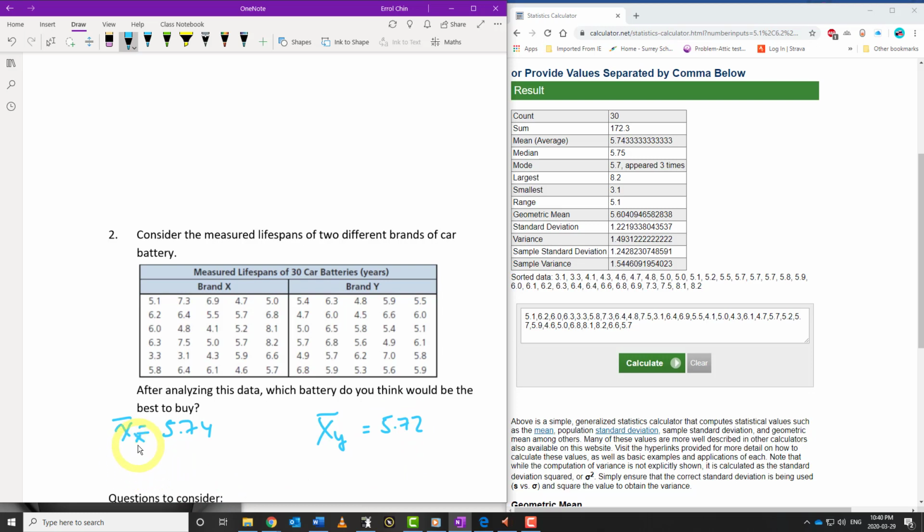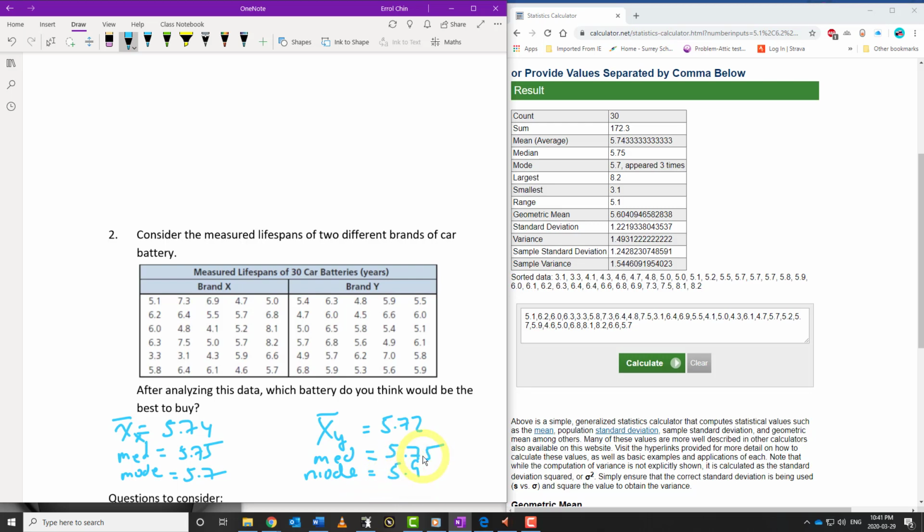Now, battery X, let's see, what is the median? The median is 5.75. That's the middle number. And then the mode is 5.7. Again, without wasting your time, I've already typed in for battery Y, the median is 5.75, and the mode is 5.9.